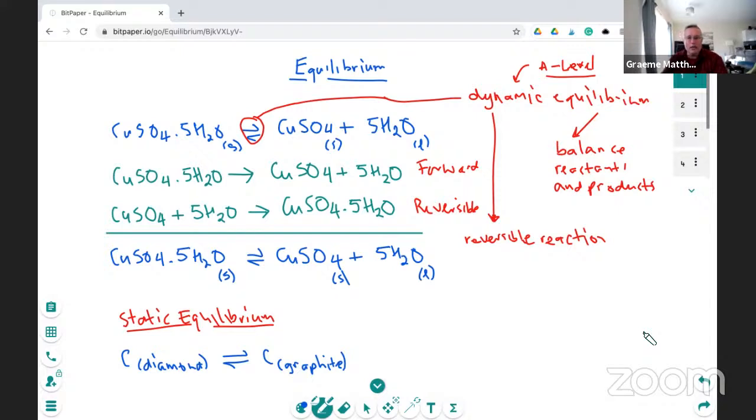Right. So anyway, equilibrium then is just a balance between the left and right-hand side, reactants and products. Dynamic equilibrium is the one that we study at A level. It is when there is a forward reaction and a reverse reaction at the same time. Static equilibrium, yeah, we don't really get into this. There's not too much you can do with it.